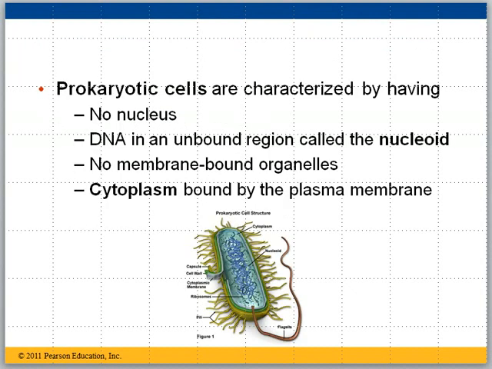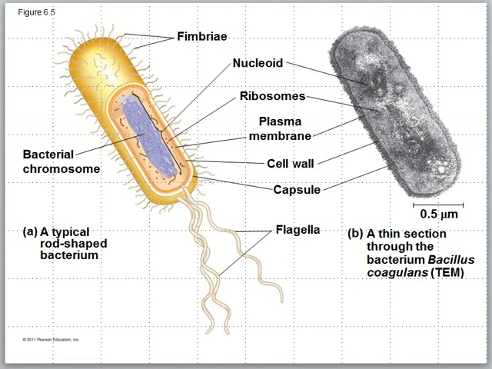Now let's look at the most simple ones first, just to get them out of the way before we launch into the eukaryotic. Prokaryotic cells are characterized by having no nucleus. They also have no membrane-bound organelles inside of them. They do have DNA, but it's simply in an open area inside the cell called the nucleoid. They do have cytoplasm. They do have this liquid material, cytosol. Cytoplasm would be the cytosol plus everything else in there. And it is bound by a plasma membrane.